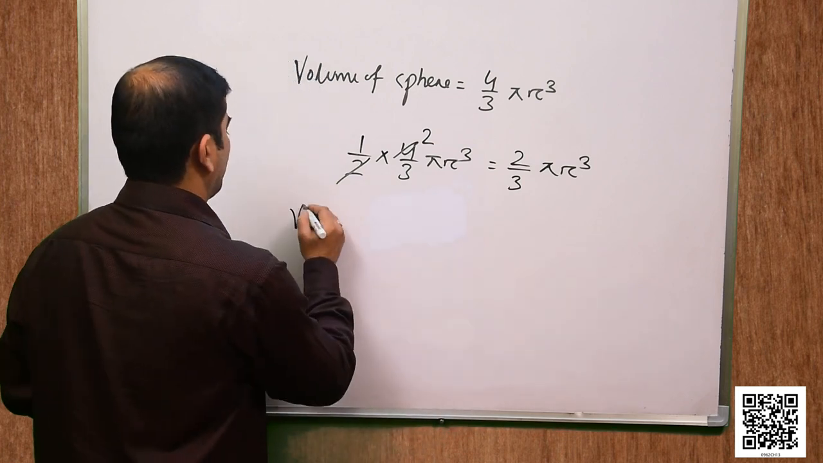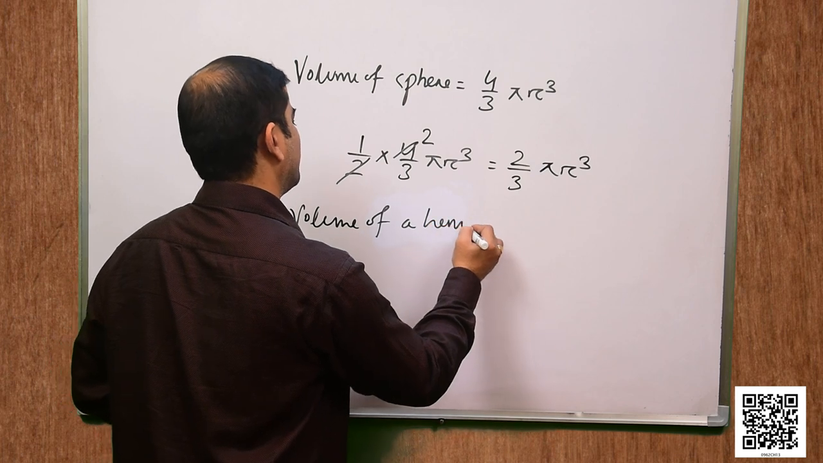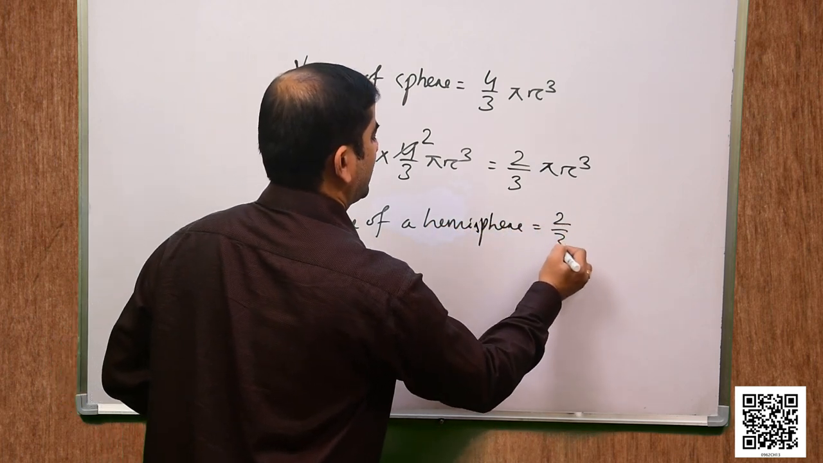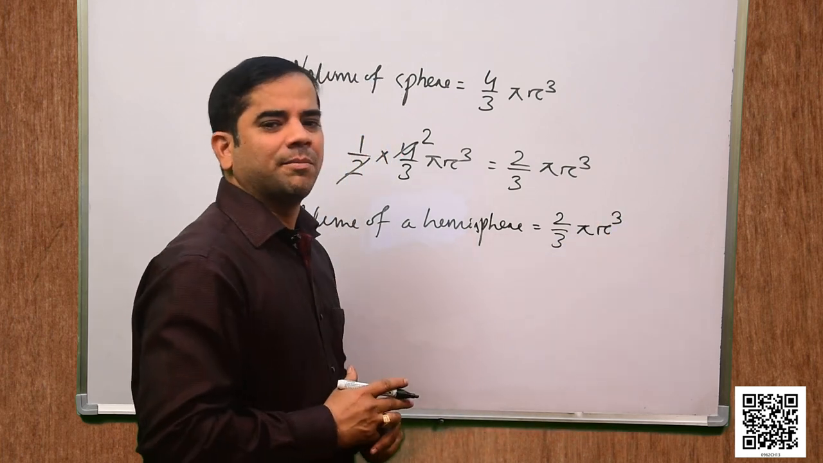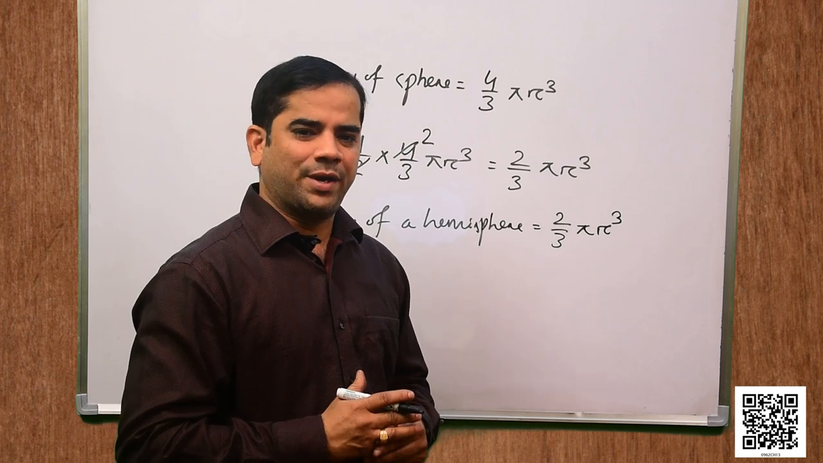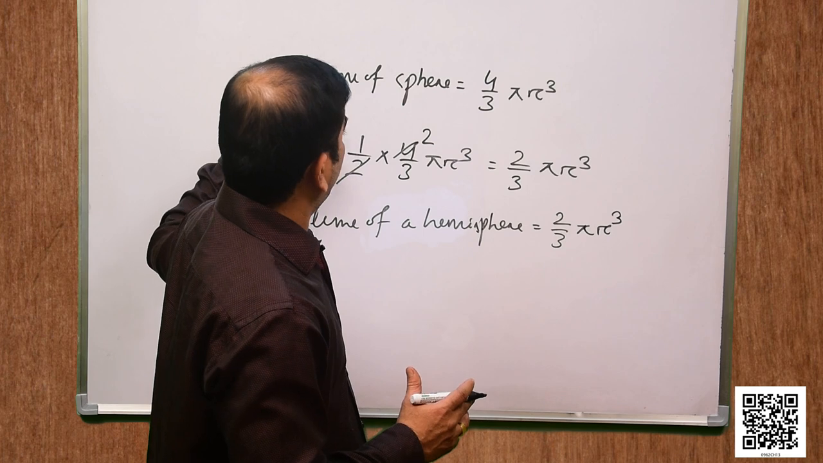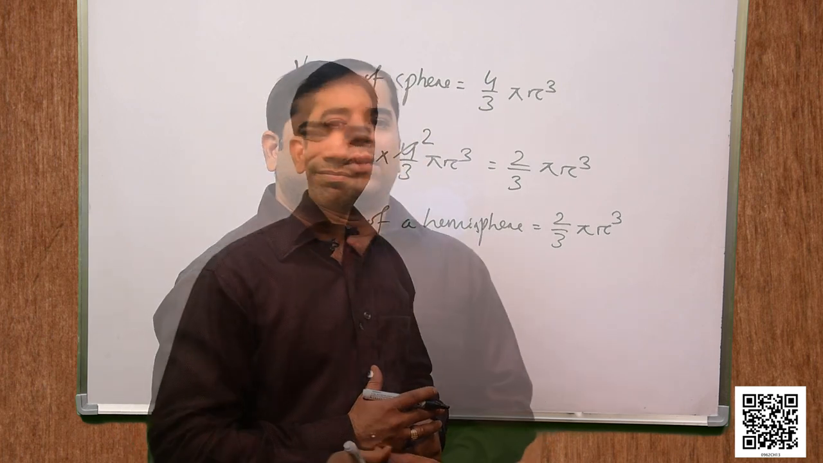So, volume of a hemisphere is equal to 2 by 3 pi times cube of the radius of that particular sphere. Hope you understood the formula for sphere and hemisphere. Students, let us now discuss the examples given in your book.